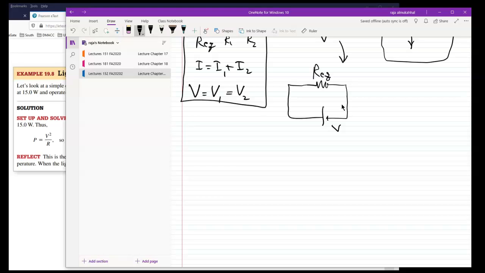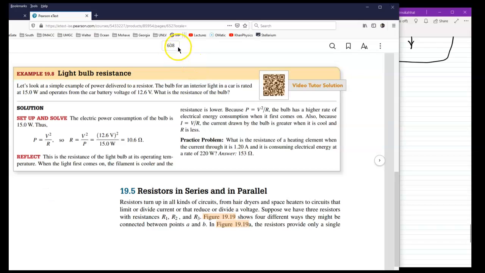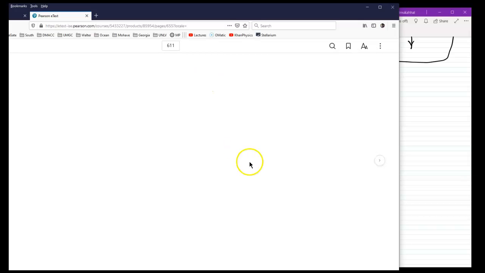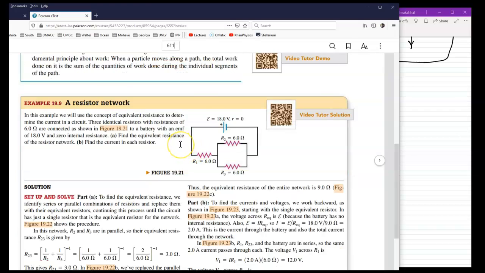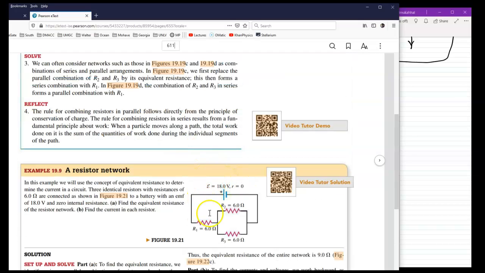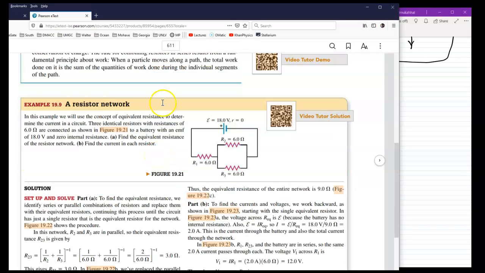Simple example. The best example, I'm seeing it in the book here, is example 19.9. Let me find it in the book. It's page 611. There we go. He talks about resistors in series and parallel. It's basically what I have just said. And then we have this circuit right here. Do you see that? I'm going to do this problem right here.